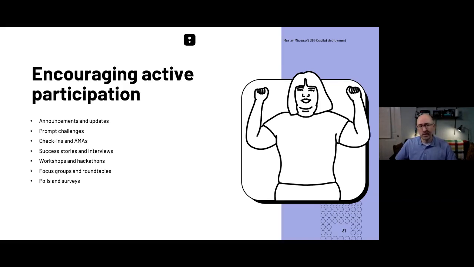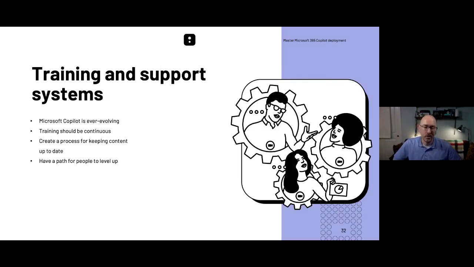Regular polls and surveys can not only gather use cases and scenarios from your users, but it can also get them thinking about use cases and scenarios that they might not have been aware of. And by polling them on that, it kind of serves as a call to action for them to go and maybe review that a little bit later. And then when you really want to push your users, prompt challenges. What's your favorite prompt? How good a prompter are you? How good are you at talking to Copilot? Those prompt challenges can be really fun and an extension of your hackathons.